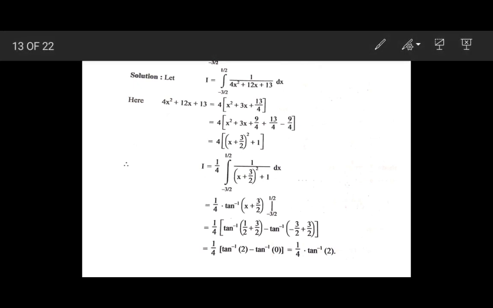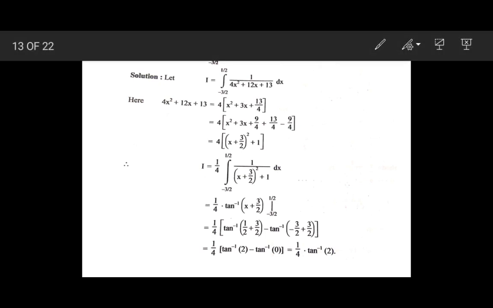Now see the next example. First, just forget this limit of integration. So just see the integral 1 upon 4x square plus 12x plus 13 dx. This is in the form of 1 upon a quadratic expression. So for 1 upon a quadratic, how do we integrate this?